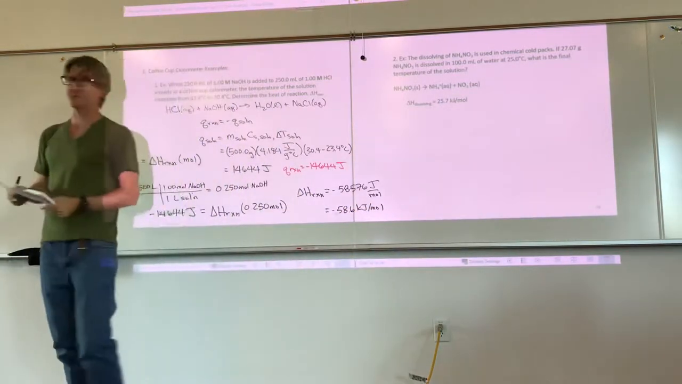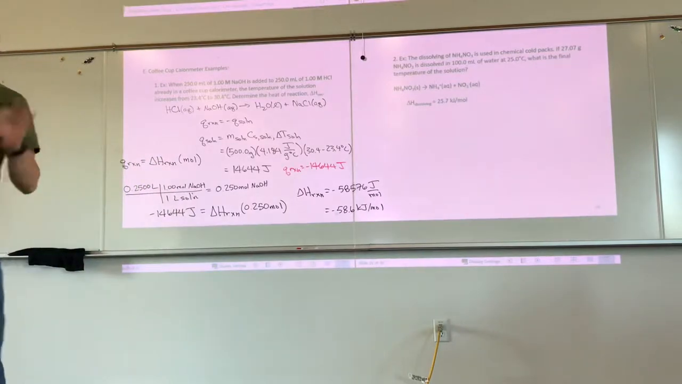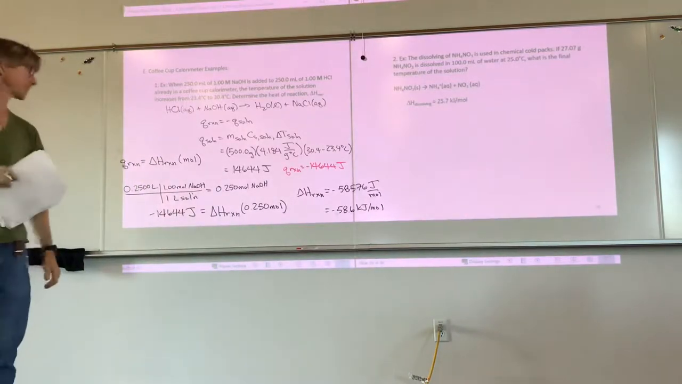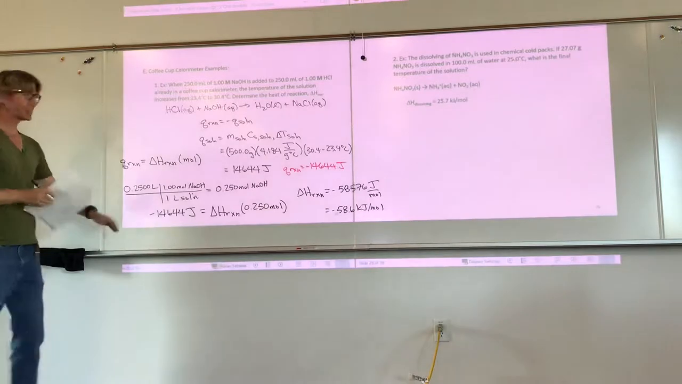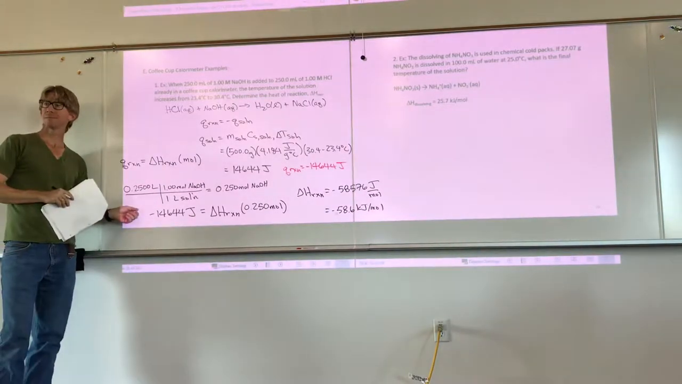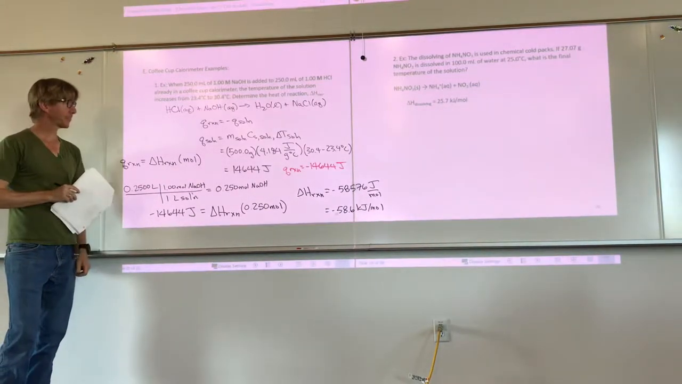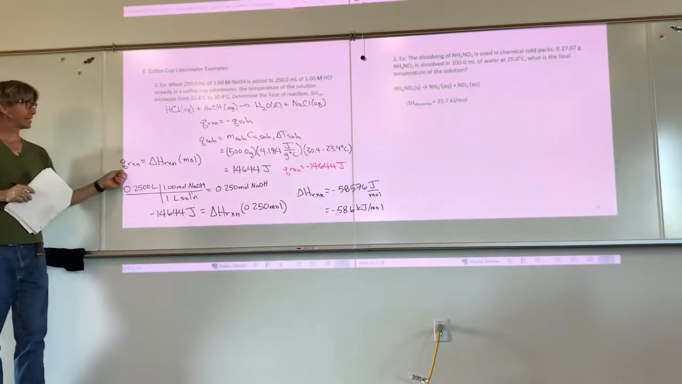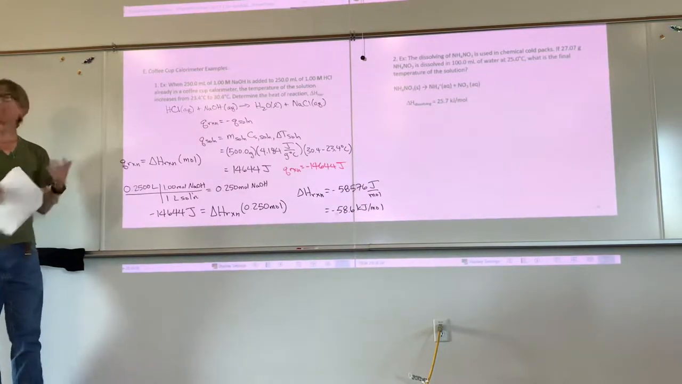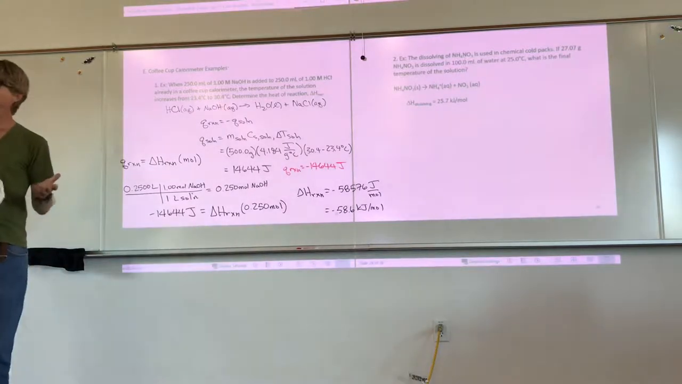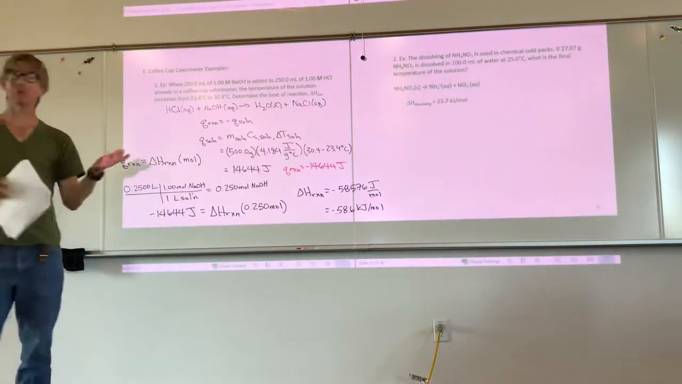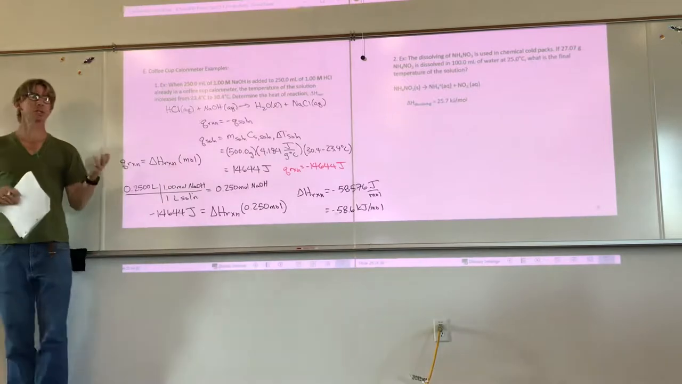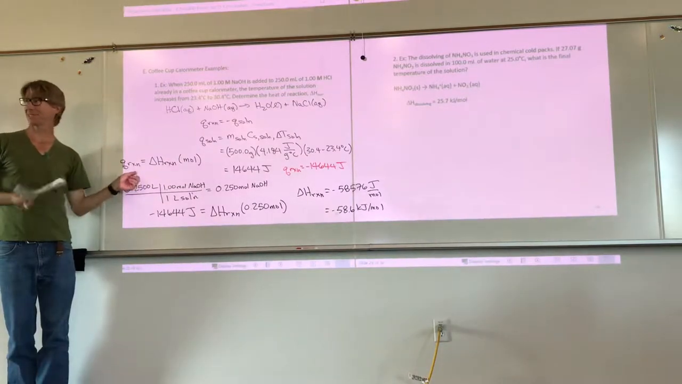As my final answer, it's rounded to 3 sig figs. Any questions about this? Okay. This involves a reaction, and that's about what we see. So 75% of the problems on exam 2 and on the final and on the homework involve a reaction, because this is chemistry class.